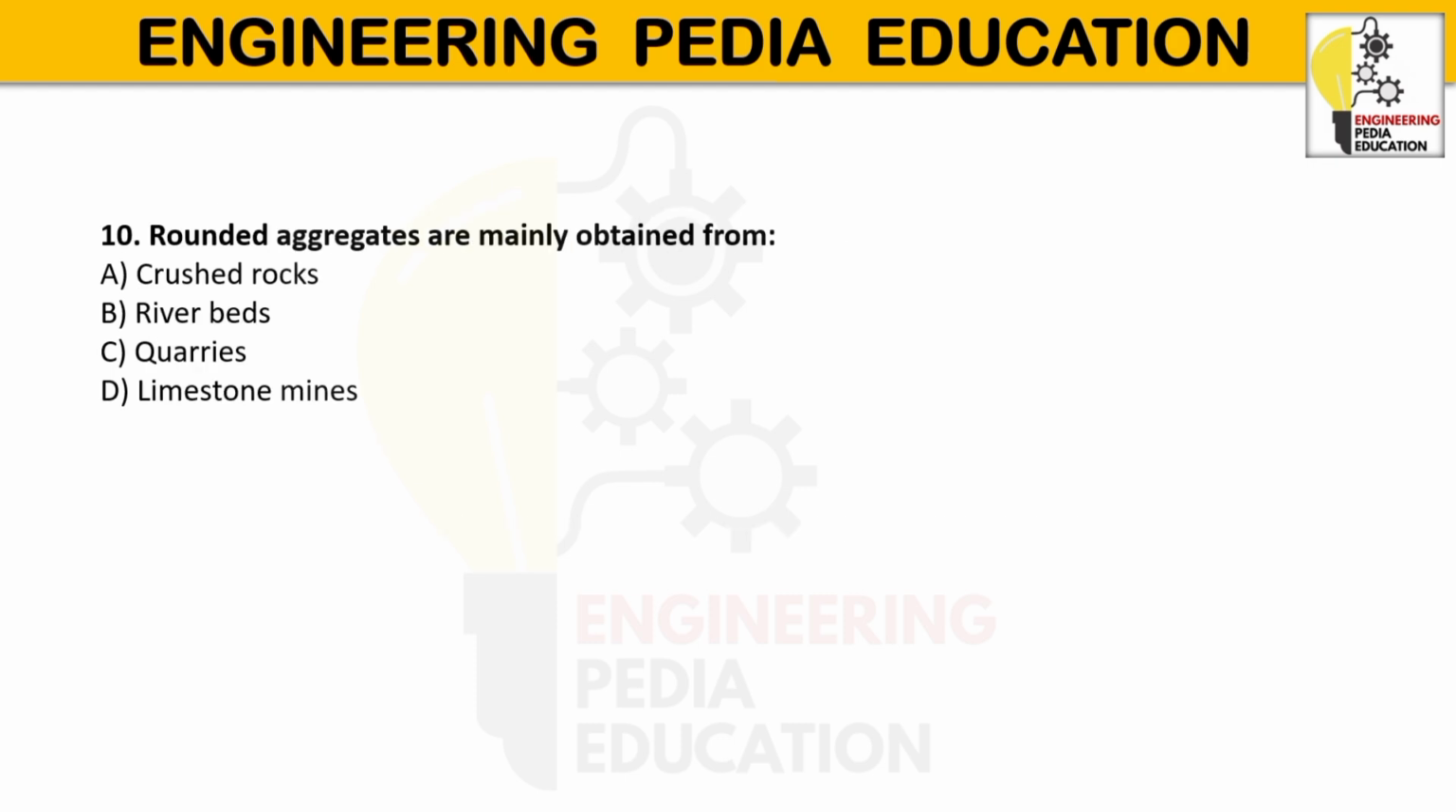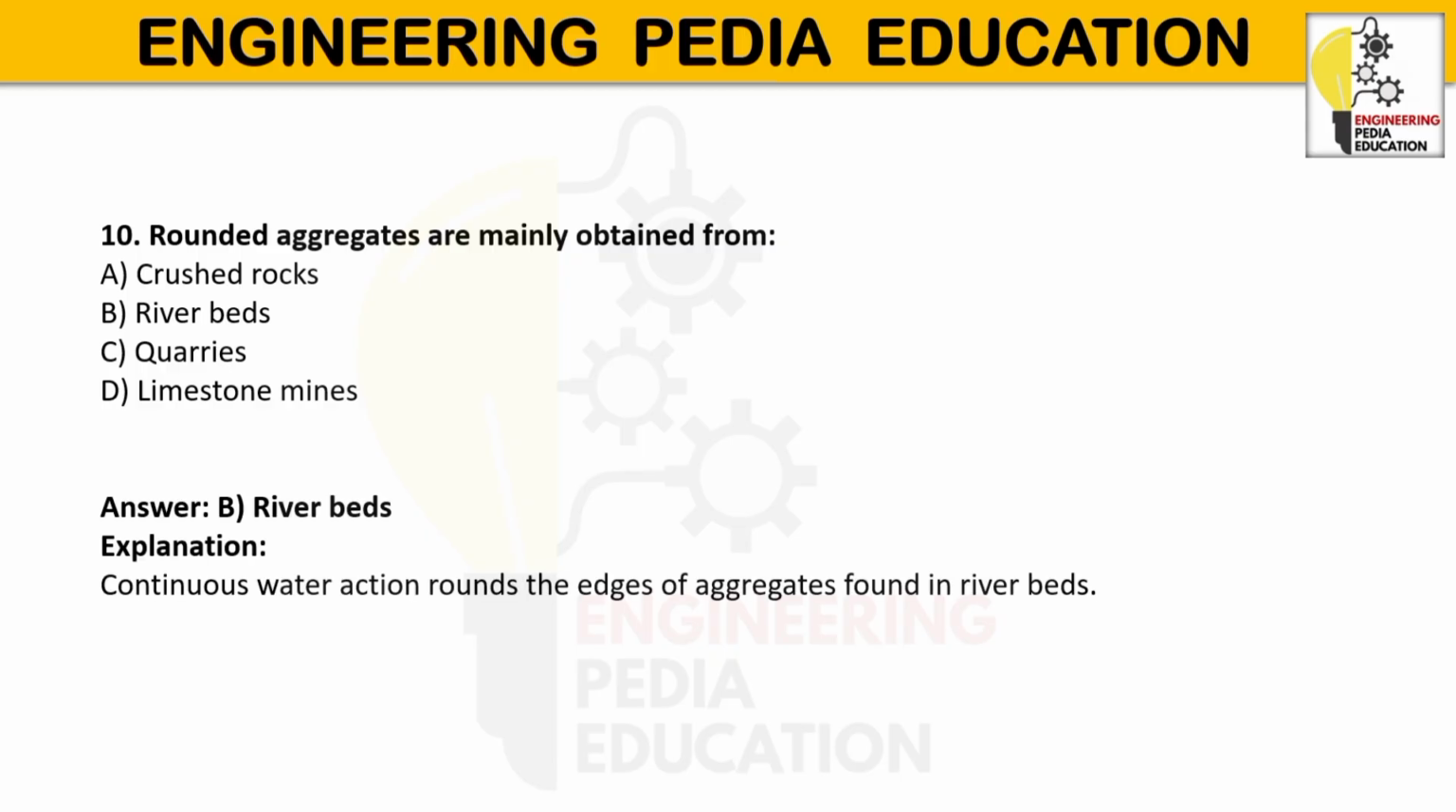Rounded aggregate are mainly obtained from crushed rock, riverbed, quarries, limestone or mines. So the correct answer is riverbed. Continuous water action around the edges of aggregate found in riverbed breaks down the aggregate, and the continuous action makes it round in shape. So rounded aggregate are mostly obtained from riverbeds only.